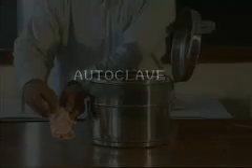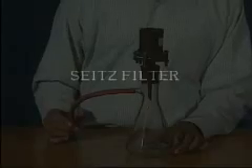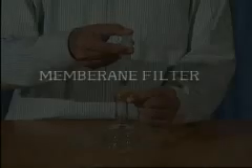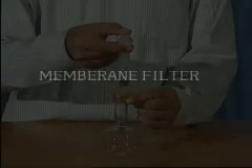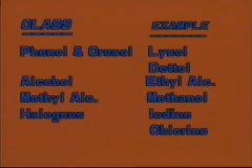We have also learned about the various methods of sterilization, and the uses and modes of action of the hot air oven, autoclave, Seitz filter, and membrane filter. In disinfection, we have learned in detail about the various chemical agents commonly used for rendering material free from microorganisms.